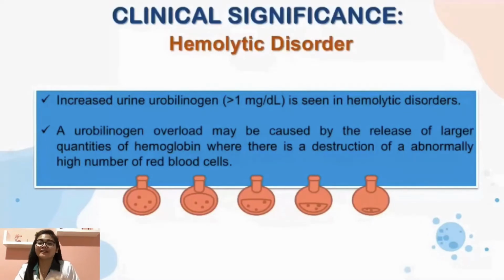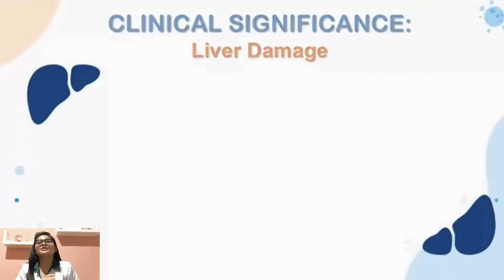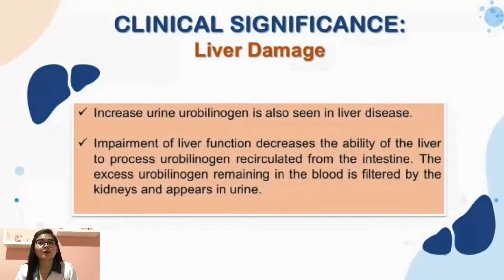Next, we'll talk about liver damage. Increased urine urobilinogen is also seen in liver disease. Impairment of liver function decreases the ability of the liver to process urobilinogen recirculated from the intestine. The excess urobilinogen remaining in the blood is filtered by the kidneys and appears in the urine. Additionally, an overworked liver does not process the reabsorbed urobilinogen as efficiently, and additional urobilinogen is present in the urinary excretion.